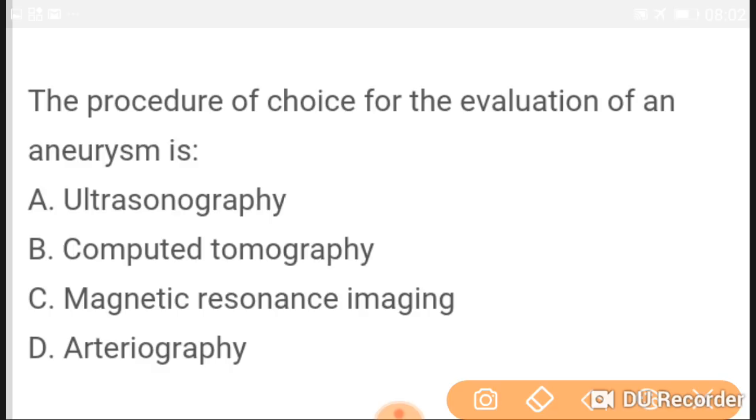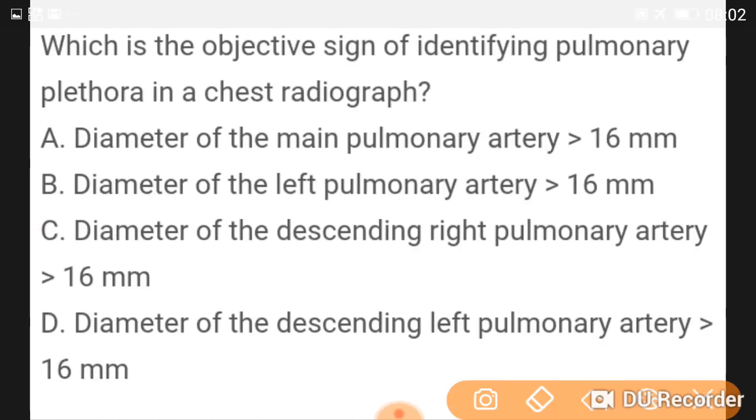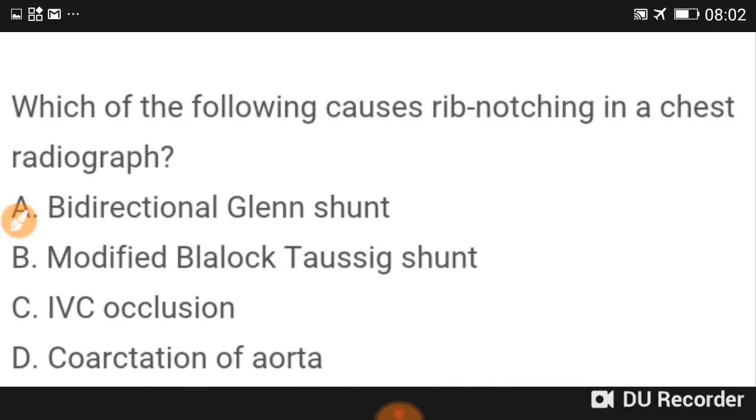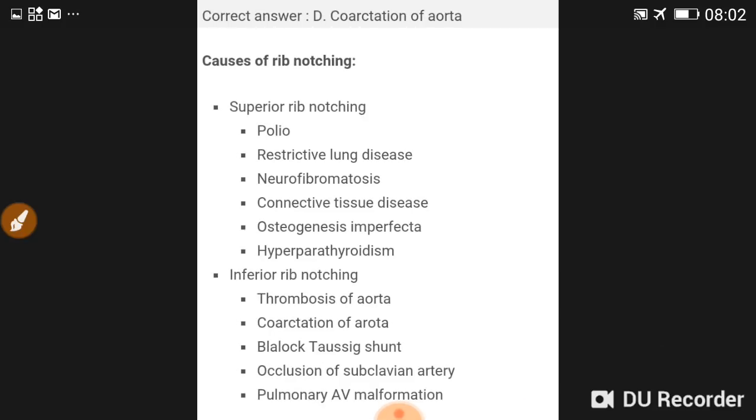The procedure of choice for the evaluation of an aneurysm is arteriography. Which is the objective sign of identifying pulmonary plethora in chest radiography? Diameter of the descending right pulmonary artery more than 16 mm. Which of the following causes rib notching in chest radiography? It's coarctation of aorta. Let's discuss.